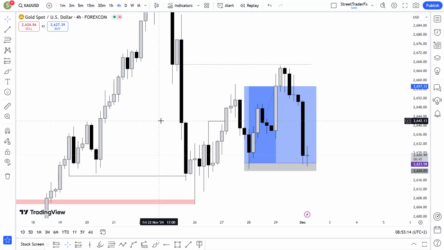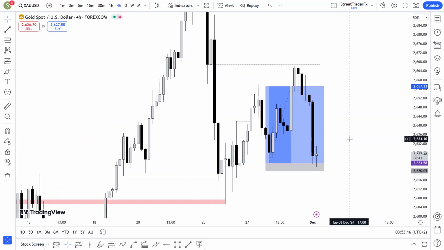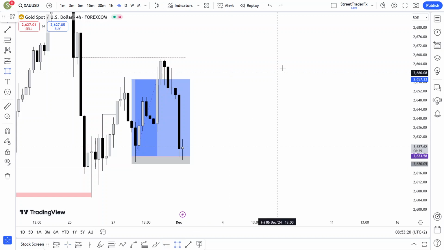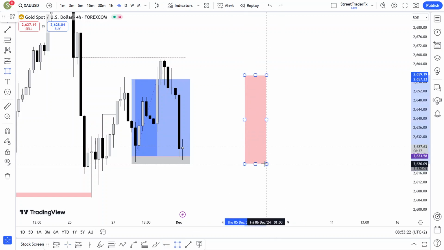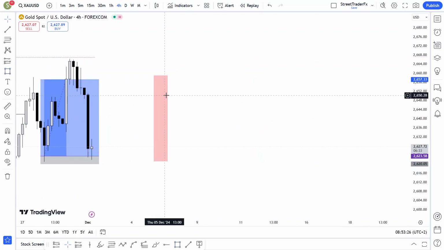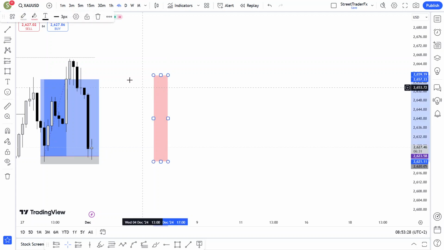So anyway, we're going to touch on traditional SNR. I'm going to show you the basics and then we're going to look at them on the charts. We're going to look at a chart example.